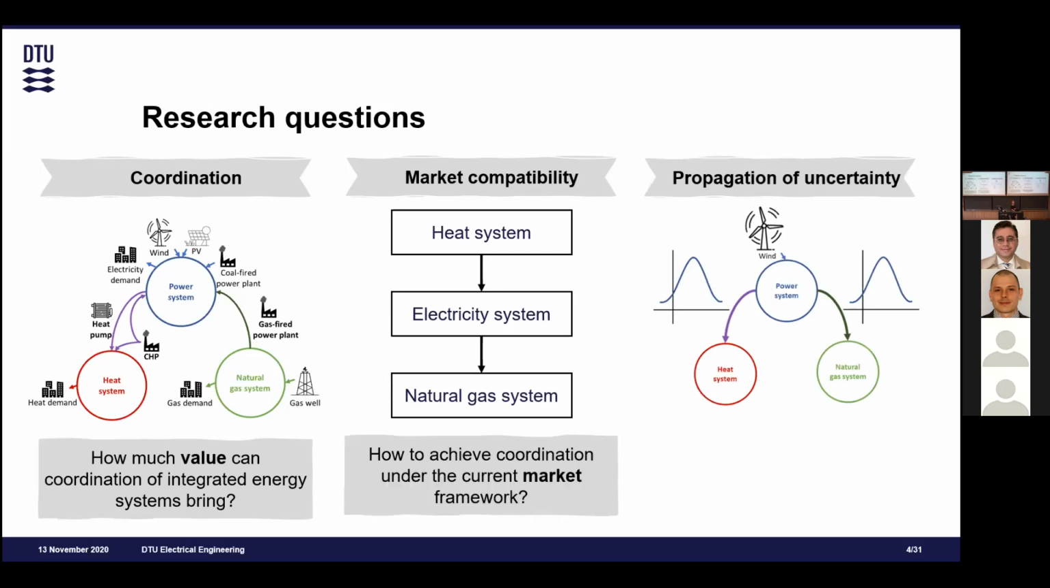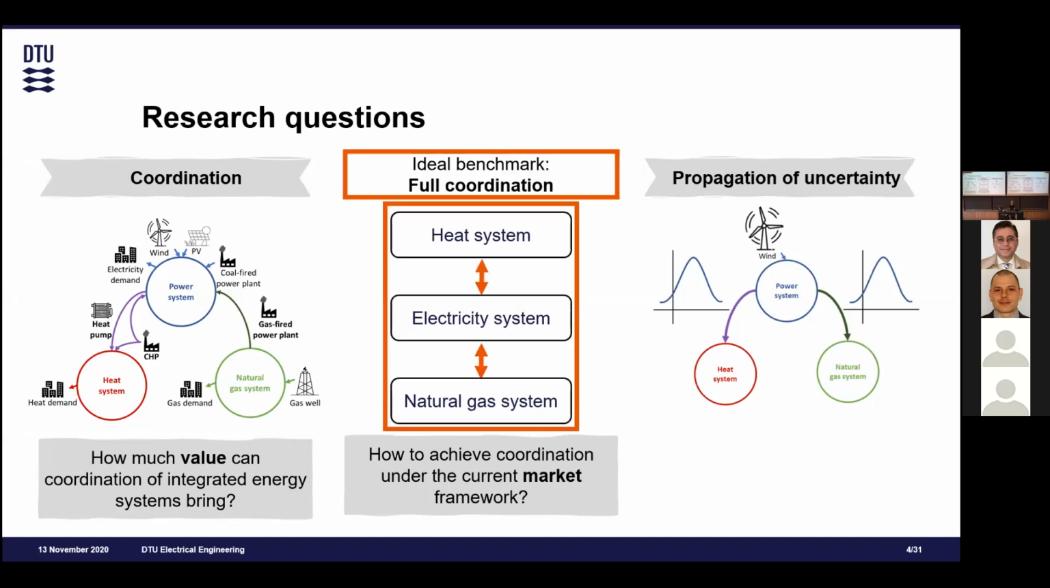And then based on that, how can we harness this added value and how can we achieve coordination under the current market framework? Coordination options range from the disruptive choice of redesigning towards an integrated energy market to less disruptive solutions that preserve the current market framework with separate and sequential clearing of markets. Full coordination requires either a single central system operator or perfect information exchange and timing among the systems. Although full coordination cannot be implemented in practice, it is still useful as an ideal benchmark.